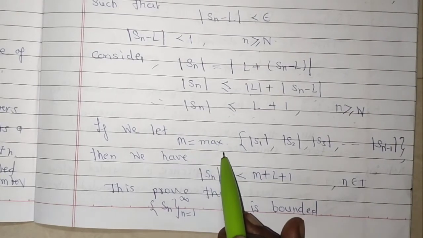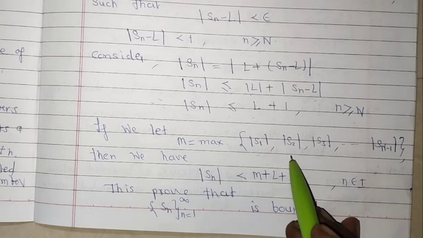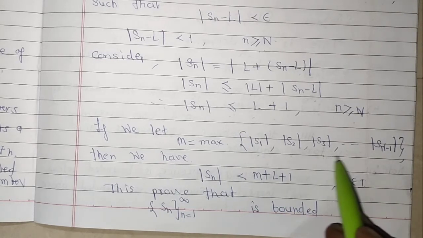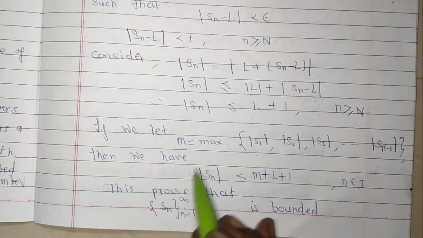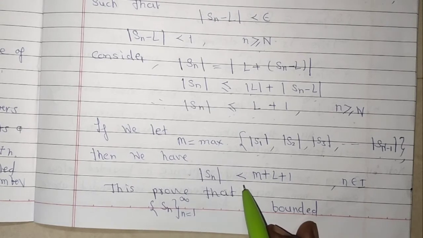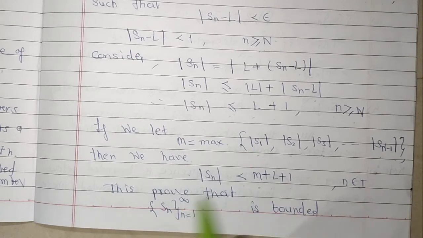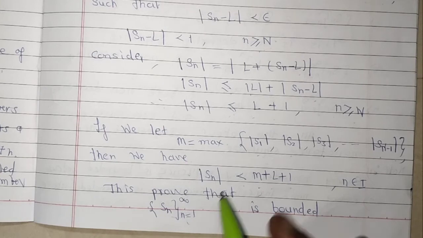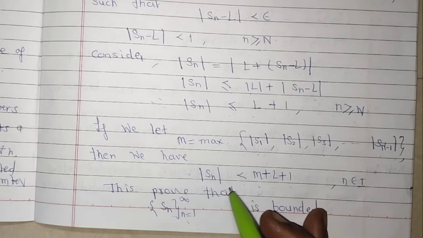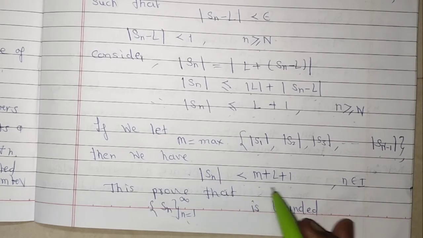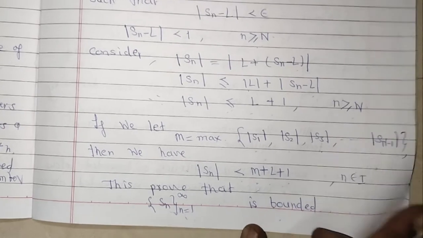Let M equal the maximum of modulus of S1, modulus of S2, modulus of S3, and so on up to modulus of S(N minus 1). Then we have modulus of Sn is less than M plus modulus of L plus 1. This proves that the sequence Sn, n going from 1 to infinity, is bounded, since modulus of Sn is less than M plus modulus of L plus 1 for n belonging to I. The sequence Sn is bounded.